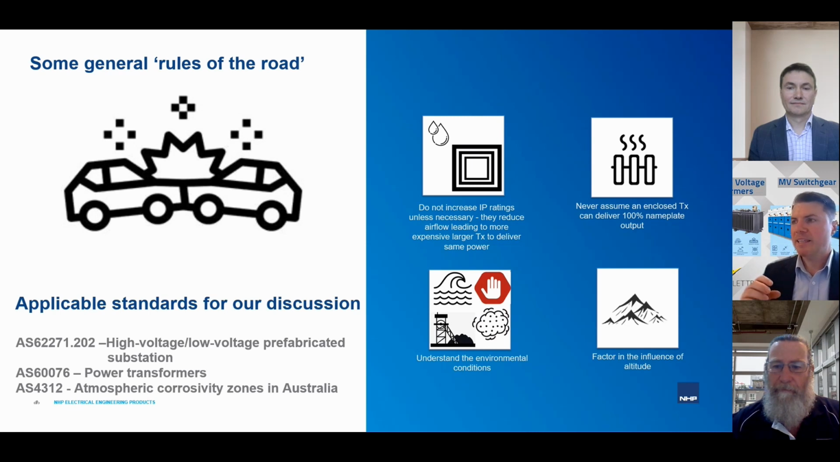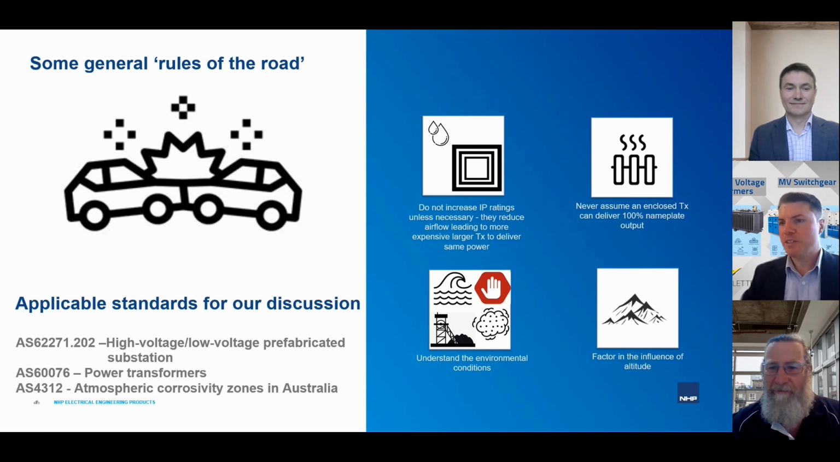Never assume that the enclosed transformer can deliver 100% of the nameplate output. Very important point, and we'll go into detail on that a little bit later on. You really do need to understand the environmental conditions that you're dealing with on the end user site. It has a massive impact on the materials that you're going to be using in the design of the enclosure. And the final design principle is around making sure you factor in the influence of altitude, because these things sometimes are located on the top of a mountain, especially in the case of New Zealand. You'll certainly find applications where things are on top of mountains.